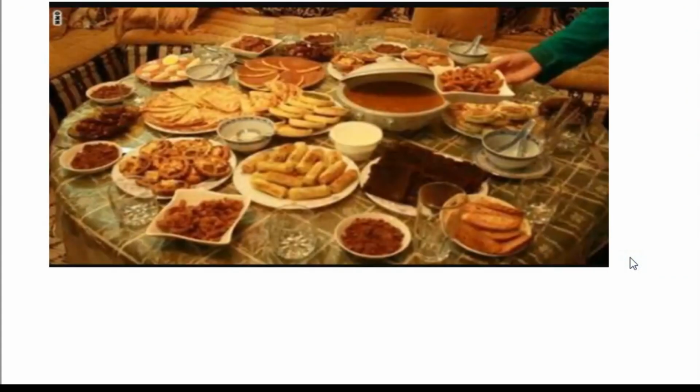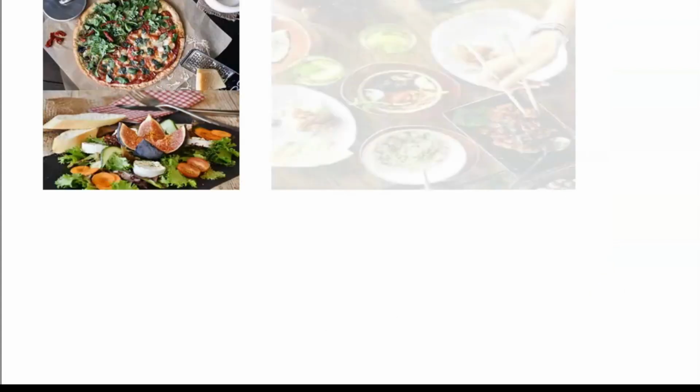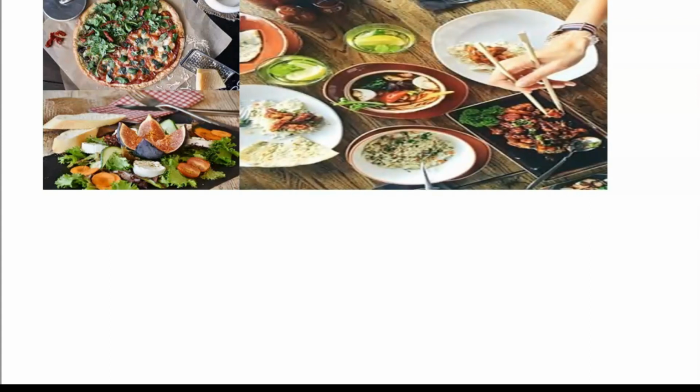We have غداء. غداء is الغداء. Lunch. الغداء. We have dinner. العشاء. We call dinner العشاء. You can also say العشاء أو العشائي depending on the position of the word in the sentence.